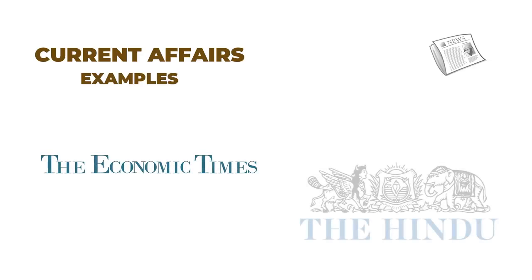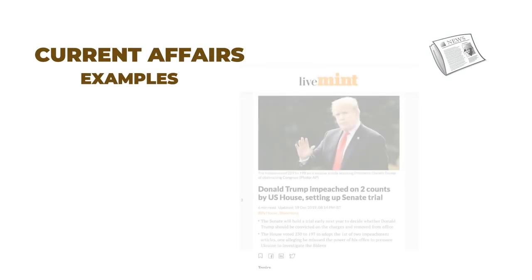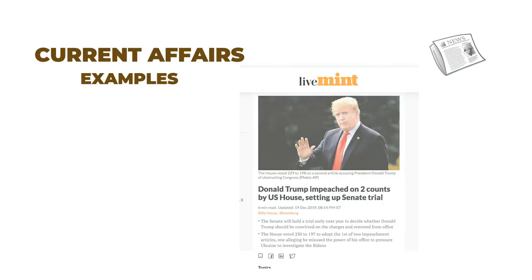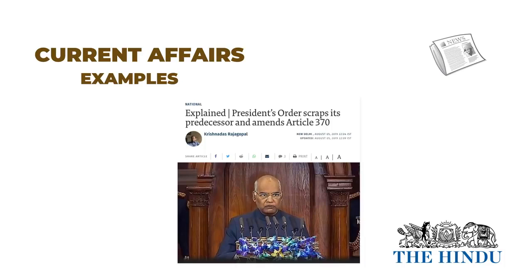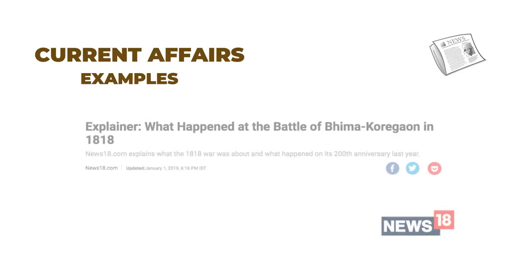Examples of the journalistic sources include articles from newspapers such as the Economic Times or the Hindu. For instance, articles like Donald Trump impeached on 2 counts by House, setting up Senate trial by Billy House, or an article from the Hindu titled Explained, President's Order Scraps Its Predecessor and Amends Article 370, written by Krishnadas Rajgopal. Another example would be an explainer, what happened at the Battle of Bhima Koregaon in 1818, taken from News 18.